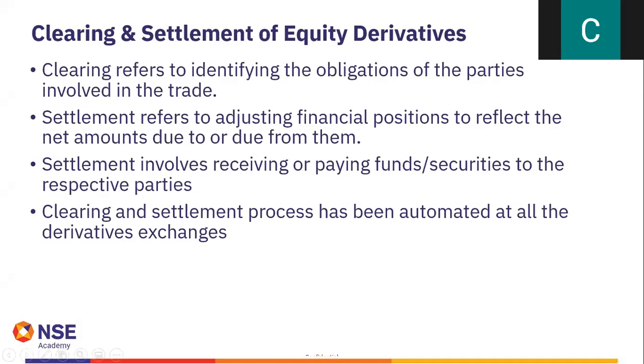Okay. So settlement involves receiving or paying funds. The clearing and settlement process has been automated at all derivatives exchanges. This is completely automated because we will be having control over the bank accounts of the broker. Say, for example, when you buy shares, you will be transferring money to the broker. The broker will be parking that money in one account called the settlement account. So as the clearing and settlement entity, NCL will have control over that particular bank account.